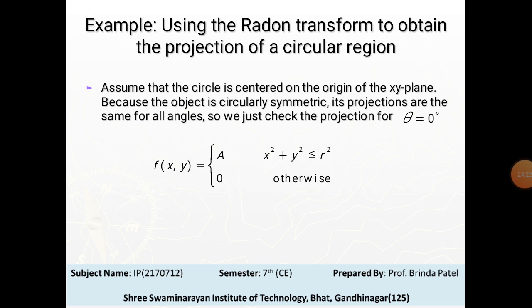Here is an example using the Radon transform to obtain the projection of a circular region. We can assume that the circle is centered on the origin of the xy plane because the object is circularly symmetric, so its projections are the same for all angles. We just check the projection for theta equal to 0 degrees. Here f of x,y is equal to A if x squared plus y squared is less than or equal to r squared, otherwise it is 0.